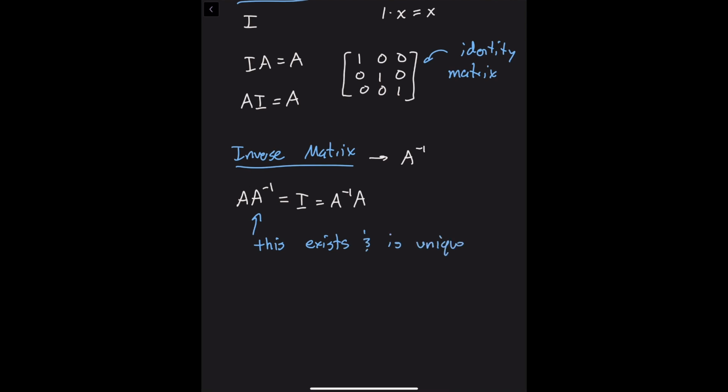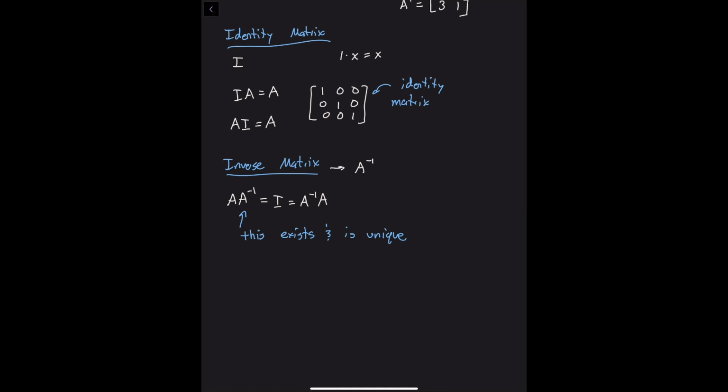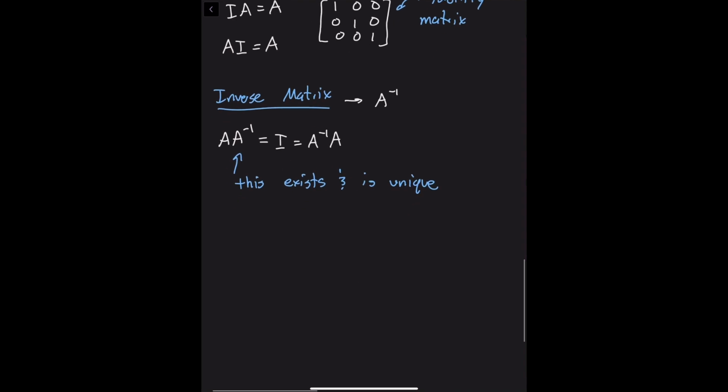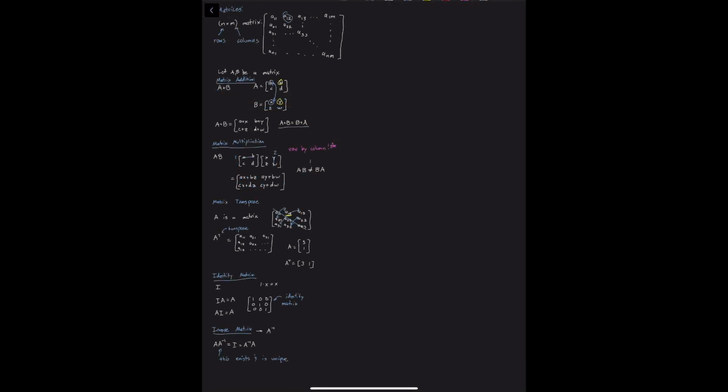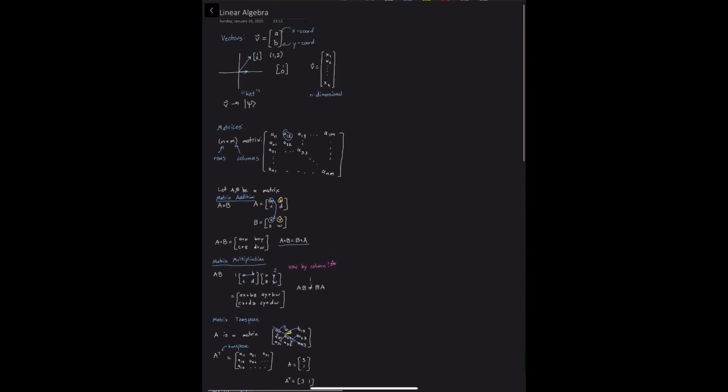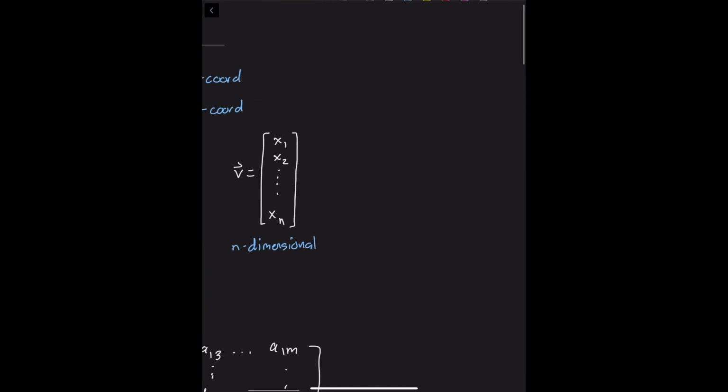I'm not going to talk about how to compute it because it's slightly complicated. It's not too hard, but it would just take too much time for now. Just know that if you see that symbol, it means the inverse matrix. Okay, we talked a lot about matrices. We're going to go back to vectors for a little bit.